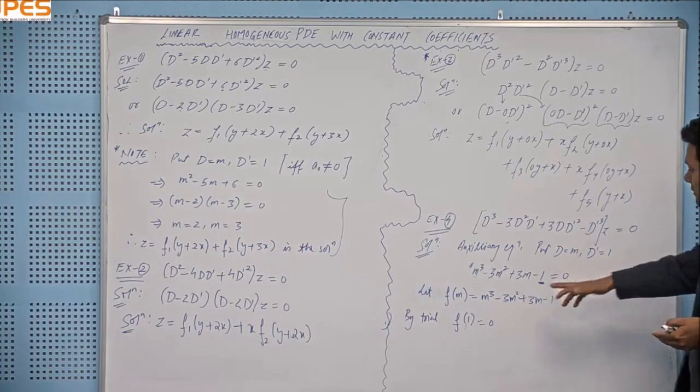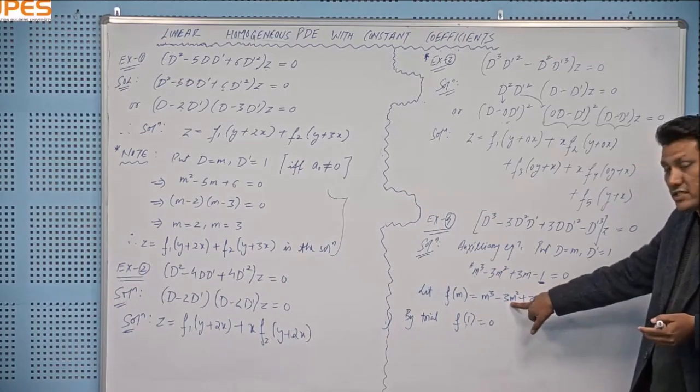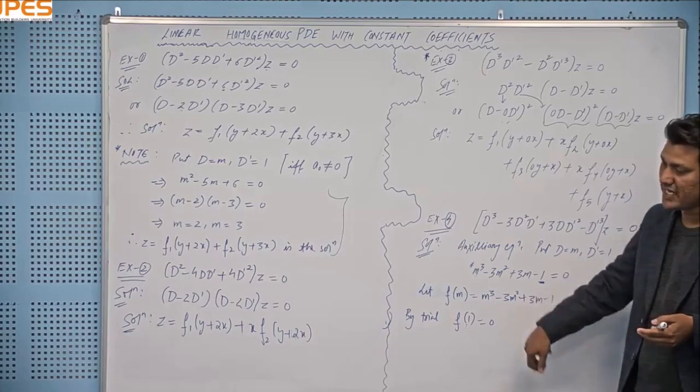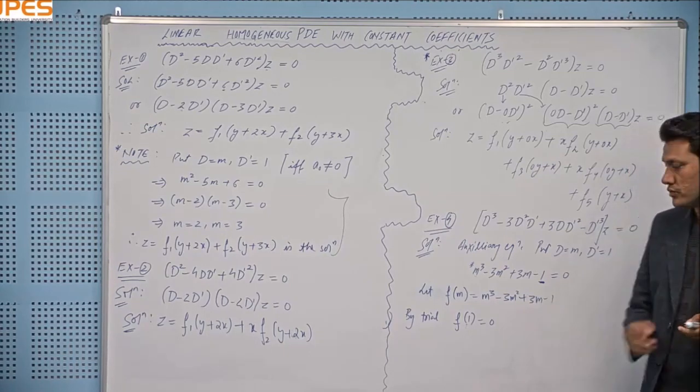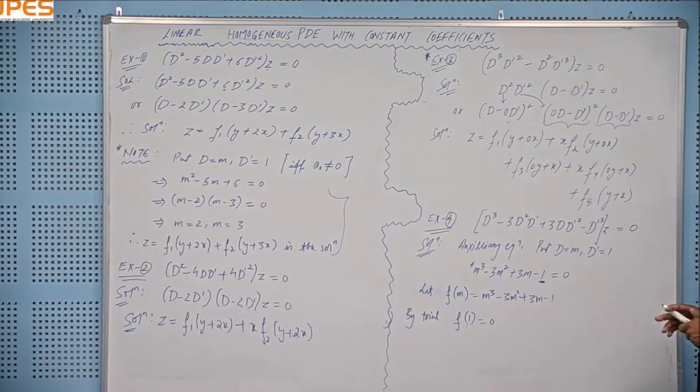Now my another guess should be -1, because -1 also divides this constant. So putting -1 here, I will get -1, -3, -3, and -1, ultimately -8. So -1 is not the root, right? So 1 is the only root. And to find the other two roots, there are two methods.